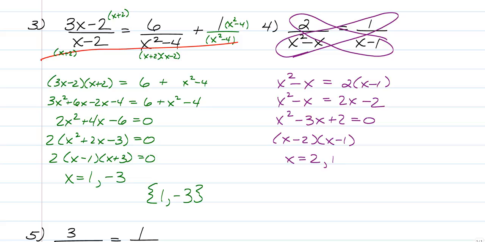Now we need to go back and look at our original equation to find out that 1 is an extraneous solution. So we would have to write our set as a solution of 2 with an extraneous solution of 1.